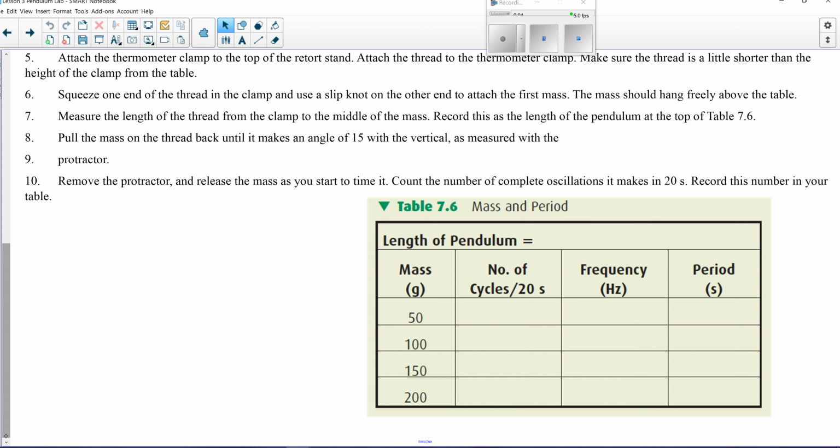Think about your controlled variables. In each trial, you'll have some that will stay the same and some that will be different. When you're testing the effect of mass, you're going to keep the length the same. Gravity is always going to be the same, and amplitude will be the same when you're testing mass. When you're testing amplitude, you'll have to keep the mass and the length the same. And when you're testing length, you have to keep amplitude and mass the same.